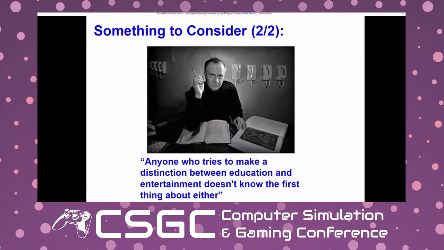But nonetheless, just one more quote here. Marshall McLuhan, a famous Canadian philosopher, known for coining the term global village many, many years ago: "Anyone who tries to make a distinction between education and entertainment doesn't know the first thing about either." And I really like this quote, and I think it goes nicely with what I'm going to be talking about over the next 30 minutes or so.